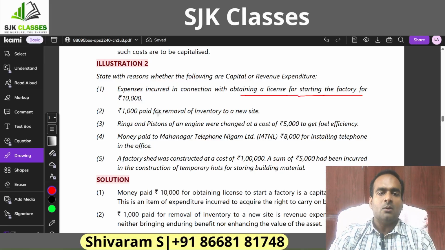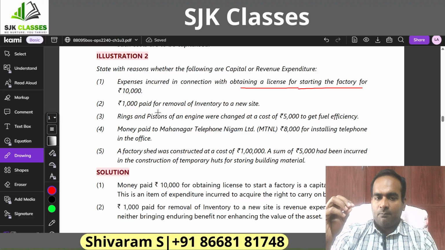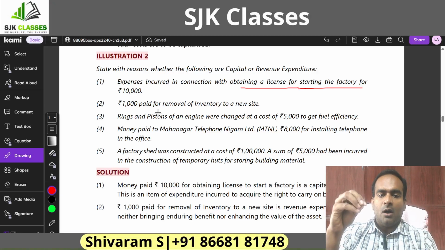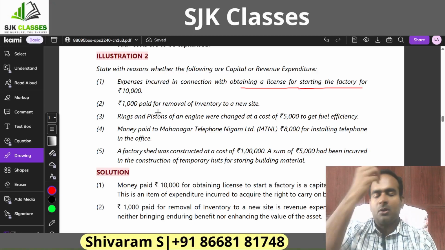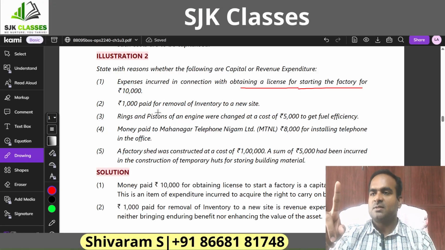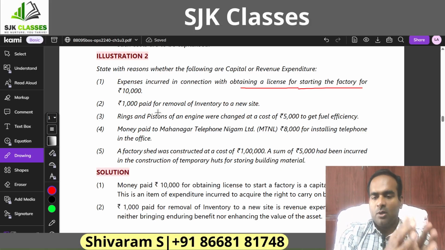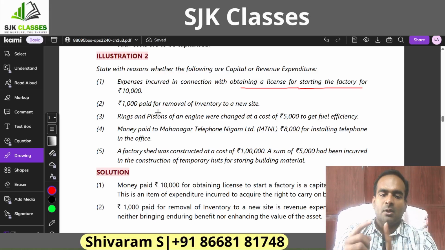Next one, 1,000 paid for removal of inventory to a new site. So I am paying 1,000 rupees for moving the inventory to a new site. Now look at the provisions for capital expenditure. What is the provision? It will give us some future benefit. What I'm doing here is just moving inventory from an old place to a new place, so there is no future benefit because of this expenditure.